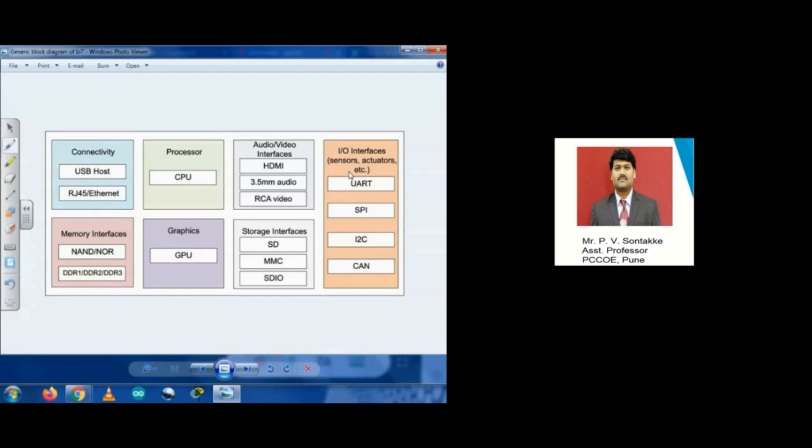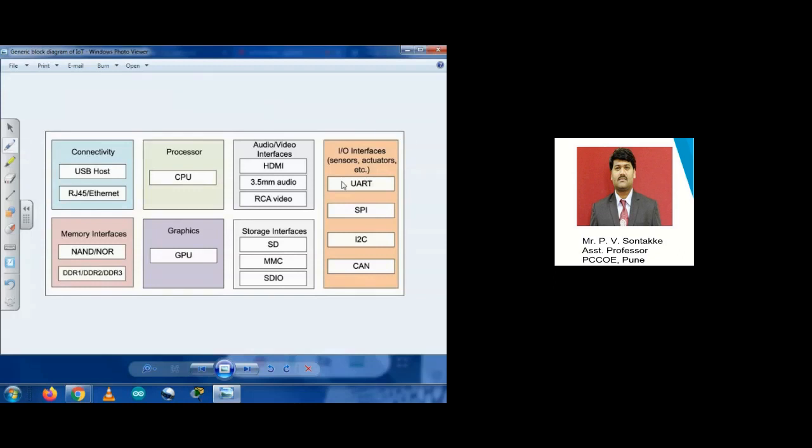Now if I'm talking about the first one, the UART, it's a universal asynchronous receiver transmitter. It will have a maximum speed of 115 kbps only. So the devices can exchange data using this small amount of speed, up to 115 kbps, and the maximum distance between the devices is up to 15 meters.